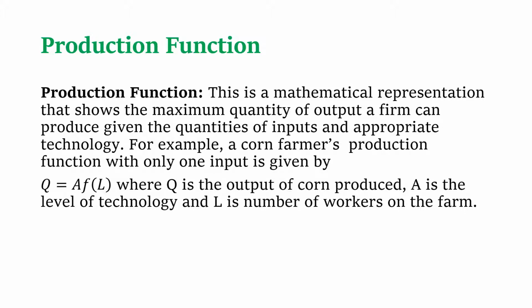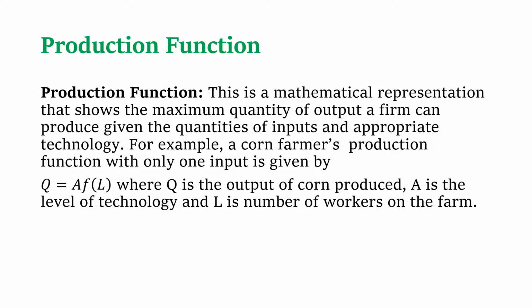Now we'll move on to the production function. This is a mathematical representation that shows the maximum quantity of outputs a farm can produce given the quantities of inputs and appropriate technology. For instance, we have a corn farmer's production function with only one input. It's given as Q equals A f(L), where Q is the output of corn produced, A is the level of technology, and L is the number of workers on the farm.